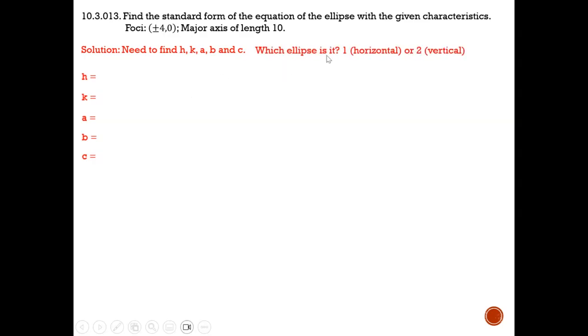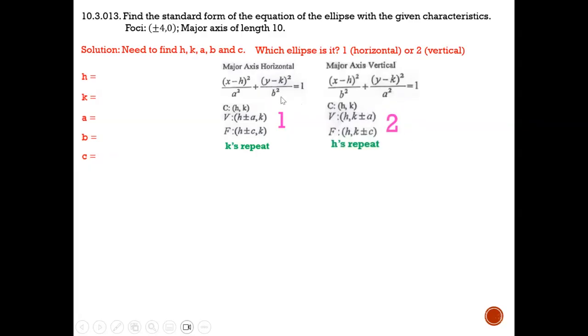Okay, now this is number 13 on section 10.3. It says find the standard form of the equation of the ellipse with the given characteristics. My foci are plus or minus 4, 0, and the major axis has a length of 10. So again, we need to find h, k, a, b, and c. And then which one is it, 1 or 2? Horizontal or vertical? Let's find out.